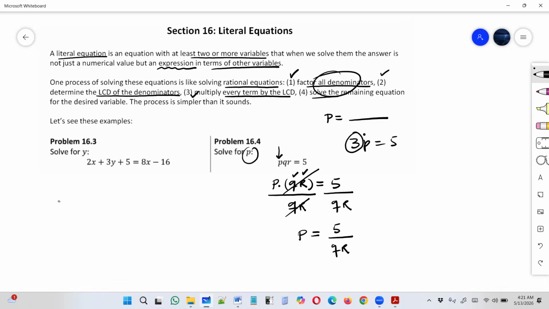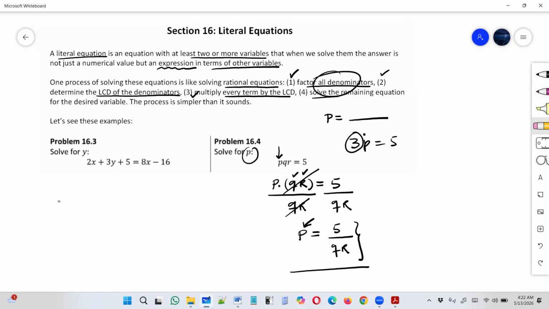Now, at this point, we check to see if we have an answer. I am solving for P. P is isolated on the left, and there is no occurrence of P on the other side. So this is my final answer for that problem. So this is how you solve a literal equation. It's a simple one, but this is how we solve it.